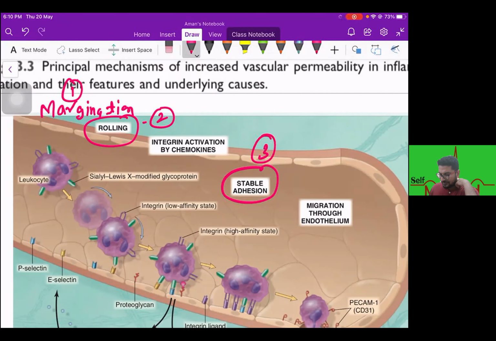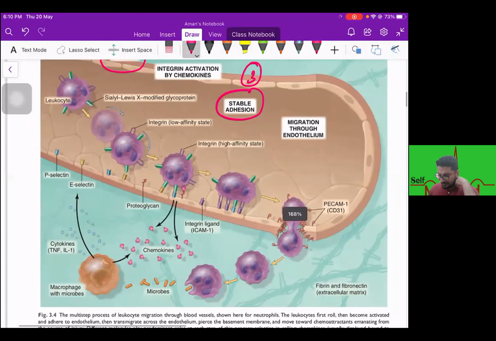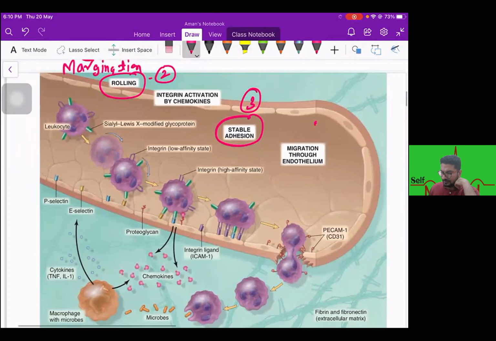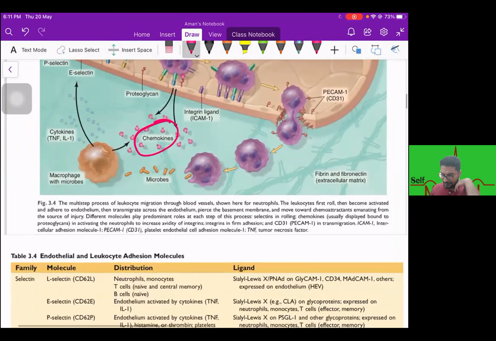Then there will be migration through the endothelium, that is, the cells will come out. We call this transmigration. Then there will be chemotaxis, then opsonization, and ultimately phagocytosis. So these are the steps that you will see.